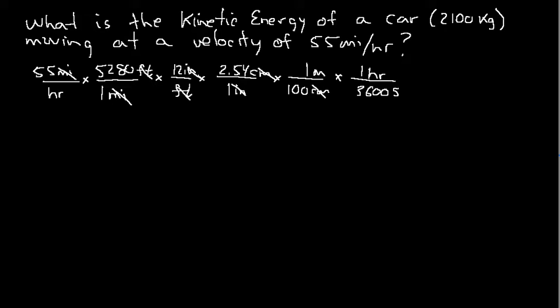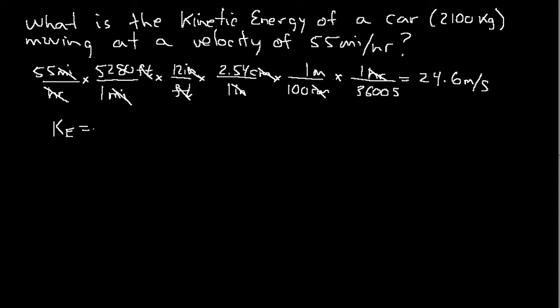So when you do this, you see you have all these units canceling out along the way here. Hours are going to cancel with hours here. And when you do that, you're going to find for 55, I got 24.6 meters per second.